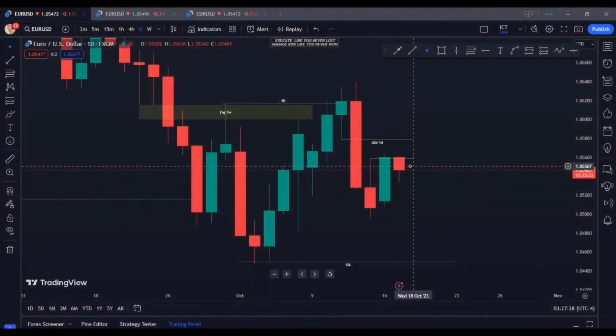Alright guys, welcome back to the chart. Now looking at price, this is EURUSD on the daily time frame. We'll be analyzing the price to see what it holds for the week.